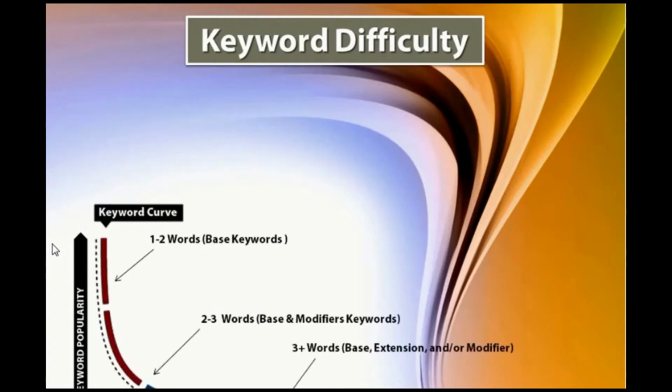The keyword curve basically shows a contrast of search volume between the short keywords, often referred to as head keywords, and the more detailed but longer keywords, more commonly known as long tail keywords. What's interesting is that even though the head keywords receive a lot of search volume each month, there are not as many of these keywords versus how many long-tail keywords there are.